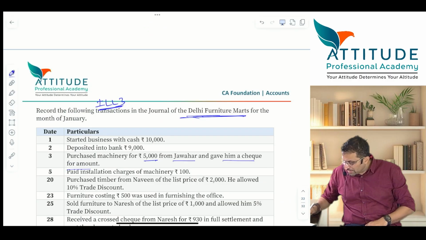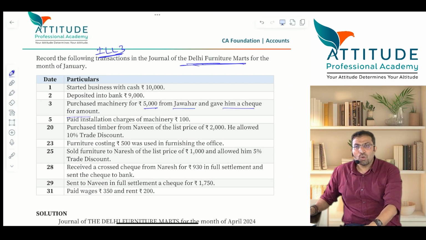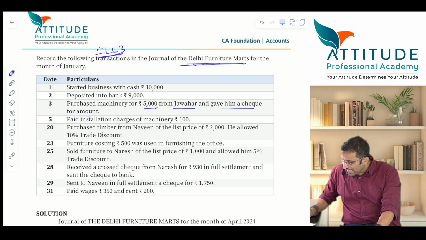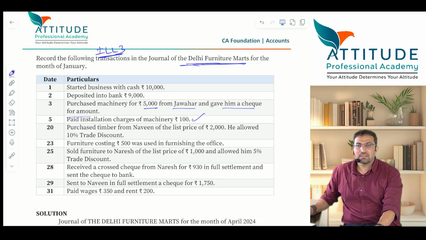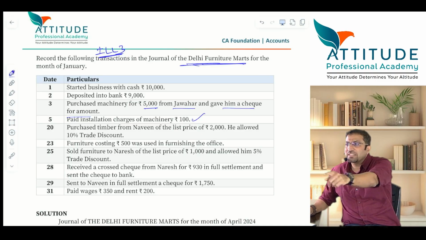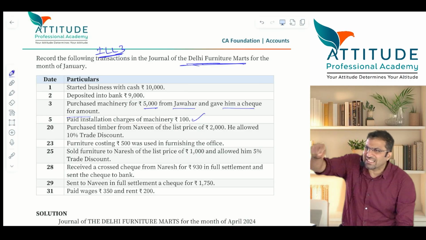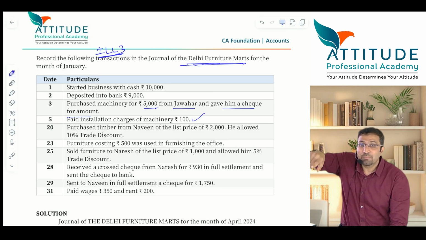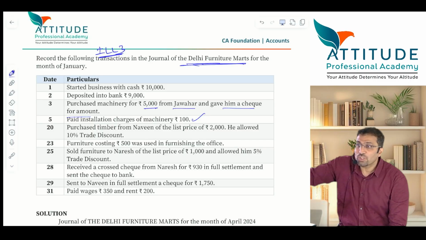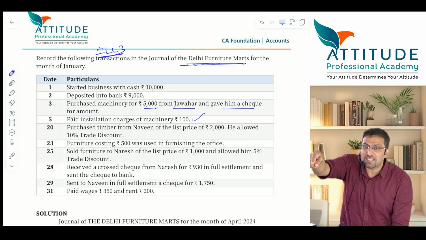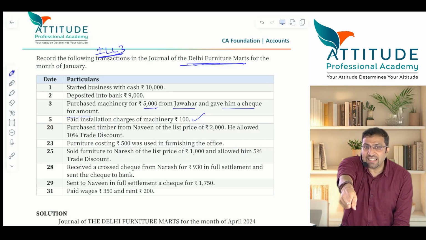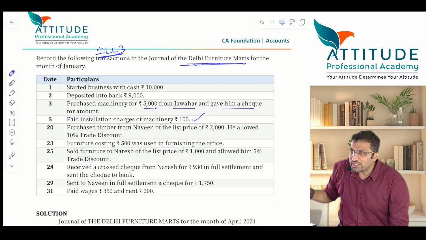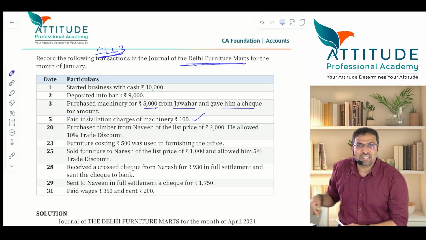Now the fifth. I'll ask you the question. Paid installation charges of machinery. This 100 rupees is installation charges. Go back to the basic class. Bringing a machine from Germany, and installing the machine. Installation charges are revenue expenditure or capital expenditure? And capital expenditure will create an asset. So this also should be debited to an asset. That is machinery account. Yes or no?